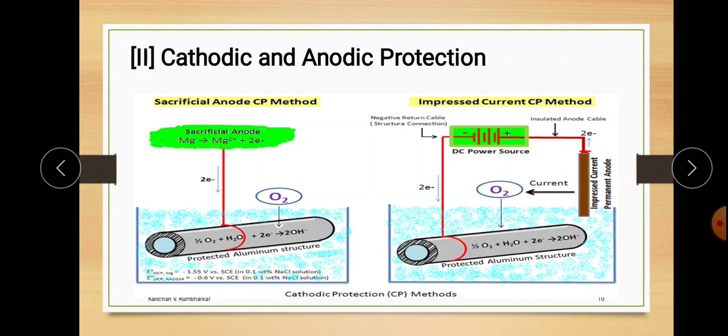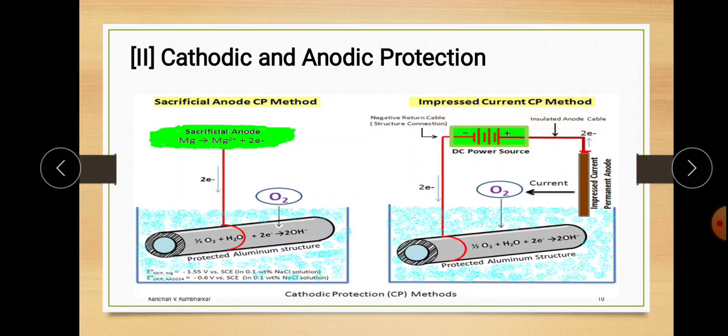The current is given, due to which the character of the anode turns to cathode. Hence the impressed current is supplied, and the anode no longer behaves as an anode. It remains protected, or the rate of corrosion is diminished here. This method is known as the impressed current method. So these are the two important methods: the sacrificial anodic cathodic protection method and the impressed current cathodic protection method.